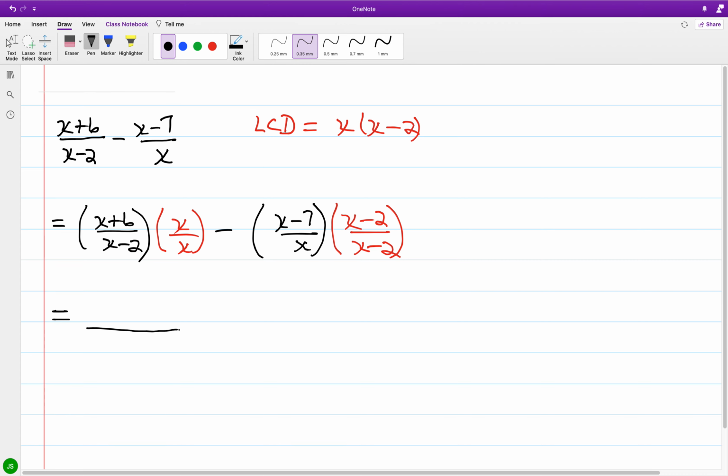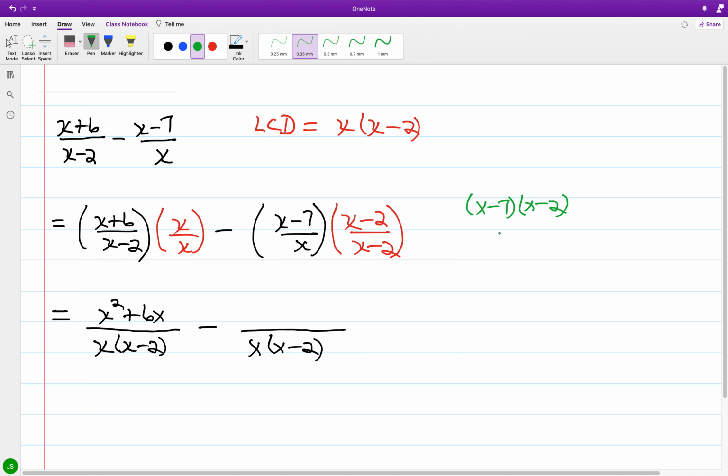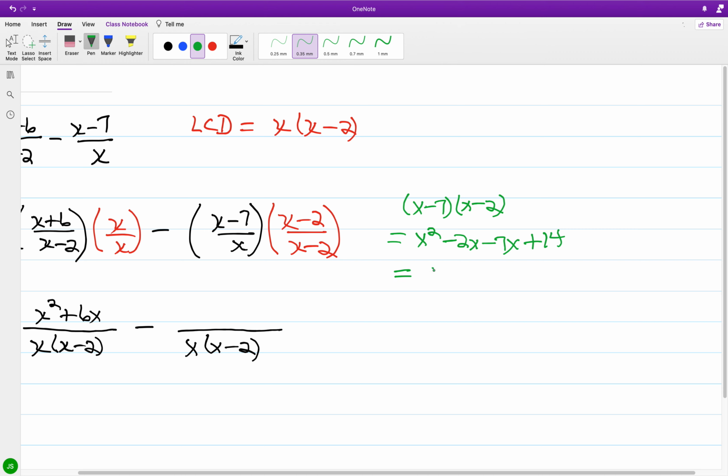Now for the first ratio, we have x times the quantity x minus 2 in the denominator, and x multiplied by x plus 6. Think of it like distributing x over x plus 6, so this will become x squared plus 6x. We have minus. Now for the second ratio, the denominator is also x times the quantity x minus 2. If I step over to the side, we have x minus 7 and x minus 2. If I were to FOIL out, x times x is x squared, minus 2x, minus 7x. Negative 7 times negative 2 becomes positive 14. Combining like terms, we have x squared minus 9x plus 14.